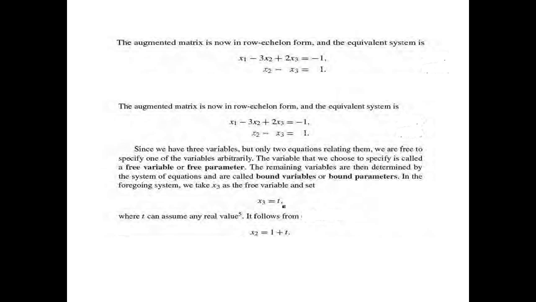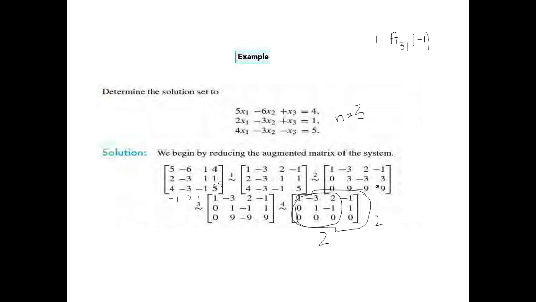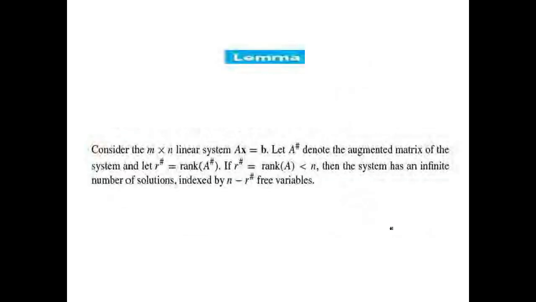So it means if the rank of the augmented matrix is equal to 2 and the rank of the coefficient matrix is also equal to 2, both must be equal, right? And both are less than the number of unknowns. Here you see the number of unknowns. So the system must have an infinite number of solutions.